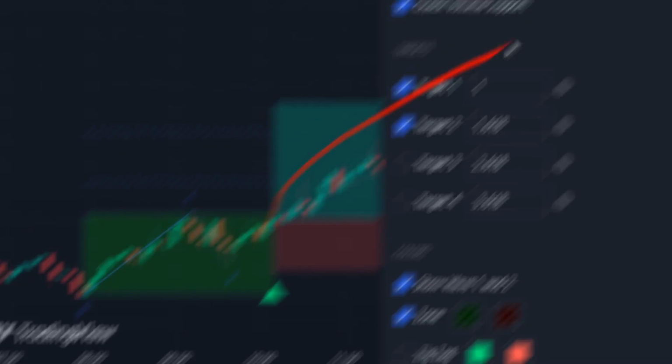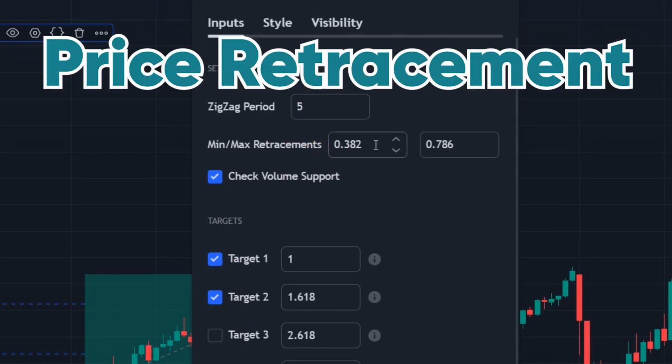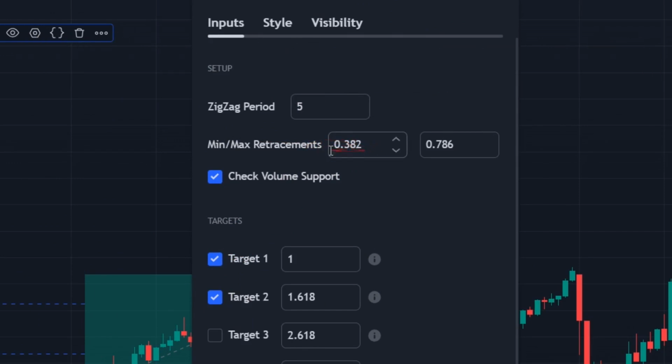smaller price changes. Mean retracement. This value indicates the minimum percentage price retracement identified as a wave. The value of 0.382 means that retracements less than 38% are ignored. Max retracement. This value indicates the maximum percentage of price retracement identified as a wave. The value of 0.682 means that retracements more than 68% are ignored.